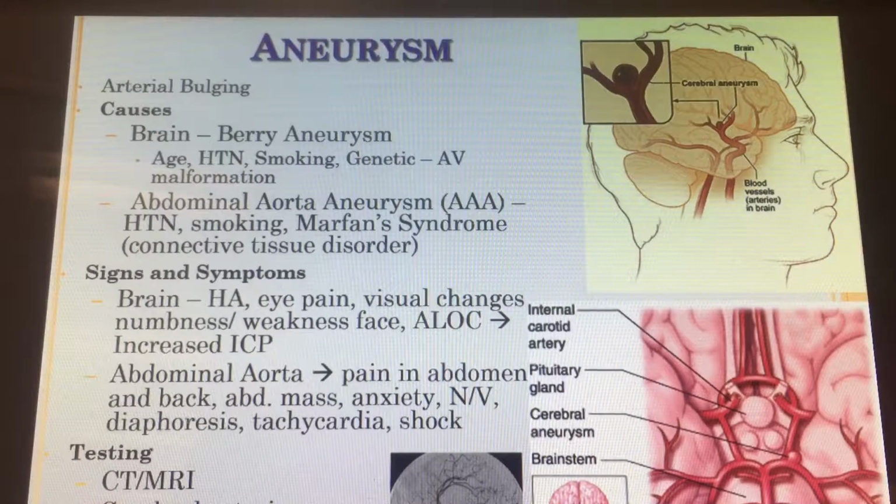So we're going to look at just a couple different aneurysms, the Berry aneurysm and obviously the AAA. Berry aneurysm, if you remember from your anatomy, if you flip that brain upside down, you see that in the lower right-hand corner, that whole circle of Willis thing, right? Well, a Berry aneurysm tends to pop up right about where things are splitting off.